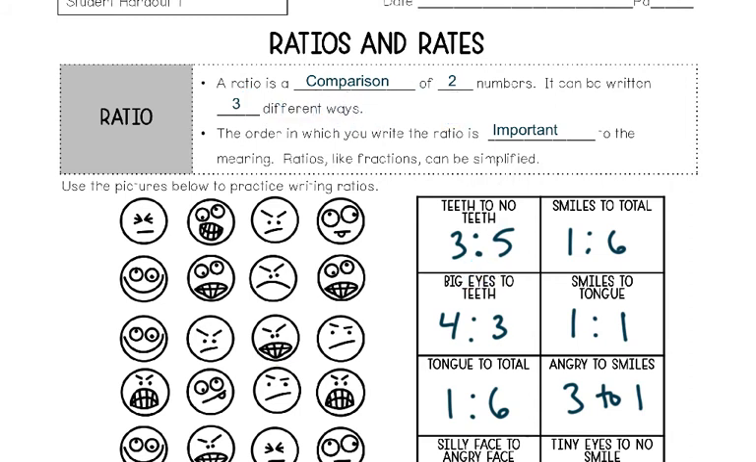You can write it with this colon. You can write it with the word to. You know you can simplify them because fractions can be simplified. We see ratio in the word rational number. That's why we know rational numbers are fractions, decimals, and integers.